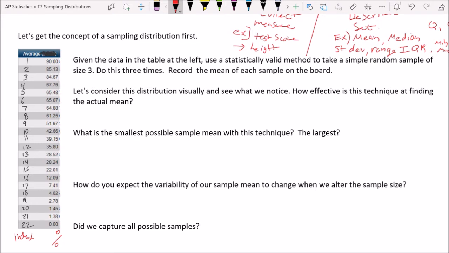So what we're going to do now is we are going to use a statistically valid method to take a simple random sample of size 3. And in class, each person recorded 3, and then we put the mean of our sample on a dot plot, which I'll show you in a second. I want to remind you that in your calculator, you would need to go to random integer.